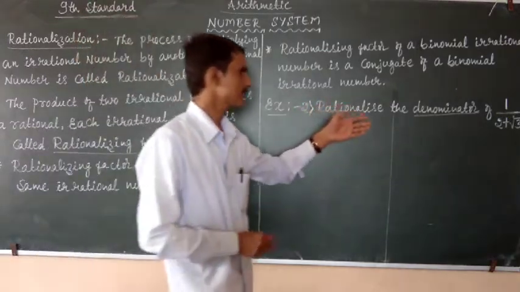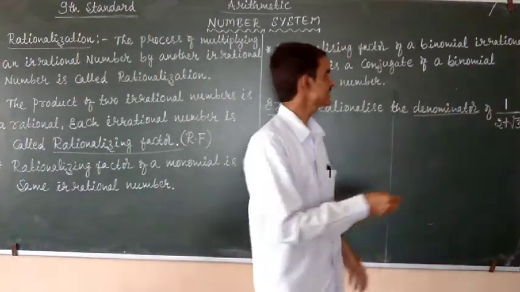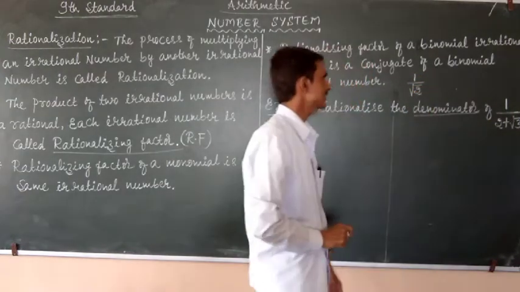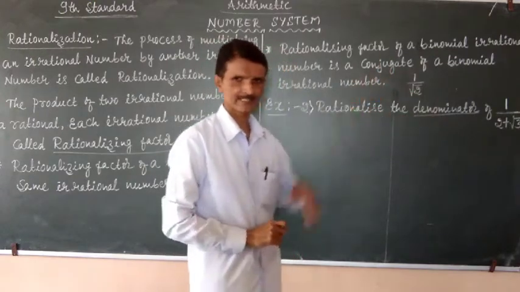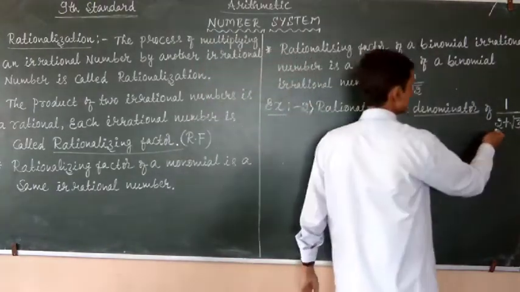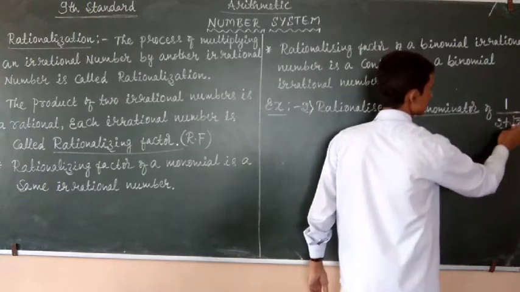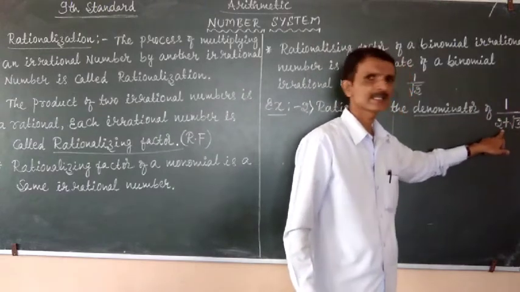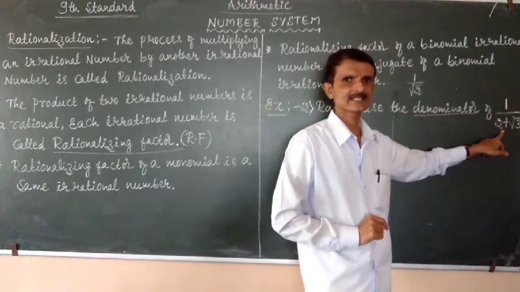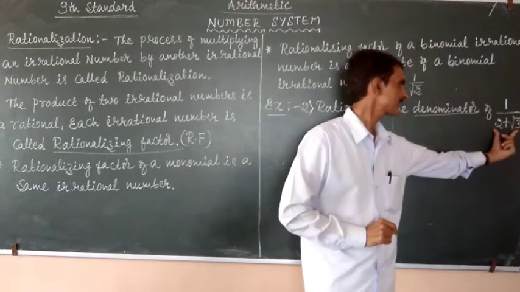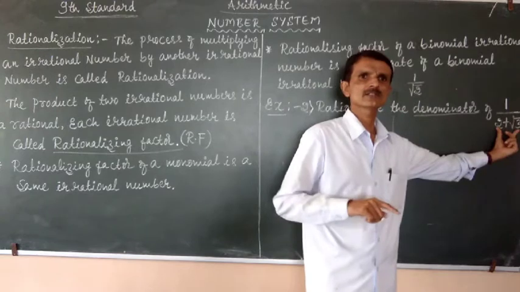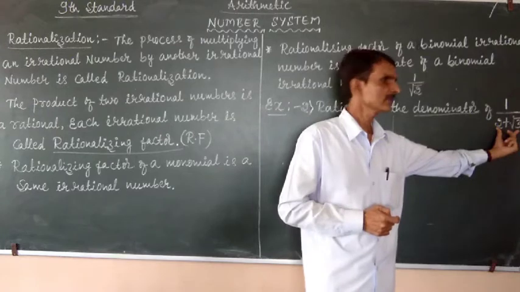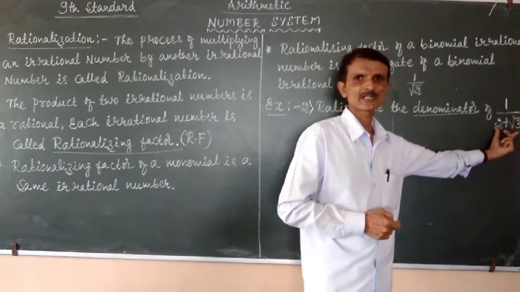If you observe the problem, in the previous problem it was 1 by root 2. Here also we have to rationalize the denominator, so we write the rationalizing factor RF of the denominator. In this problem, it is a binomial, because it is a combination of rational and irrational numbers, or both are irrational.